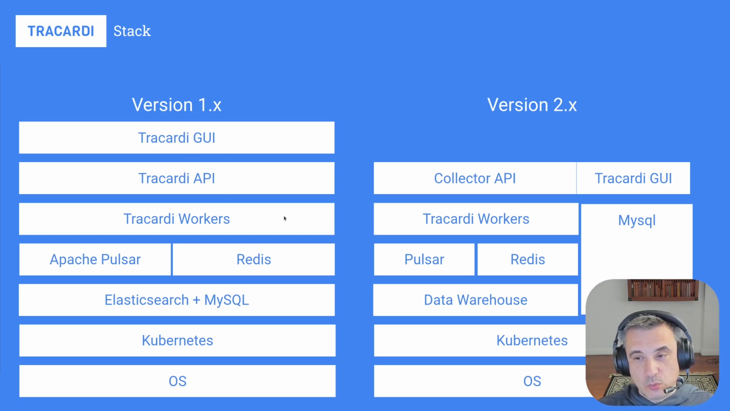And in the new version, we will have a bit different architecture. We will also have the operating system and Kubernetes, and we will use a data warehouse for the big data, not Elasticsearch. We also use Apache Pulsar for a queue, and Redis for caching. On top of this, we have workers. The workers use Apache Pulsar to get the data and push it to the warehouse. And on top of this, we have a collector API, which is a separate API for collecting data. In version 1, we had the collector integrated into the Tracardi API. In version 2, we'll have a separate Tracardi GUI API that will use only MySQL just to store the metadata.